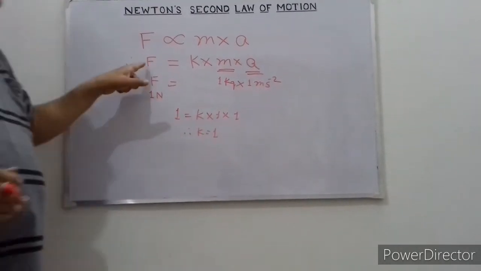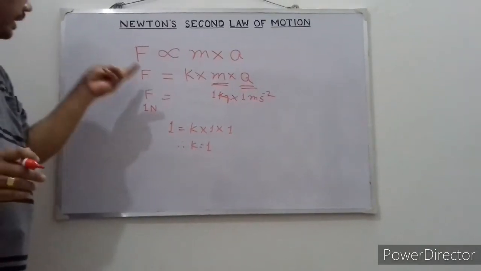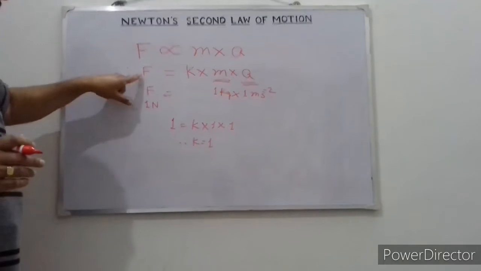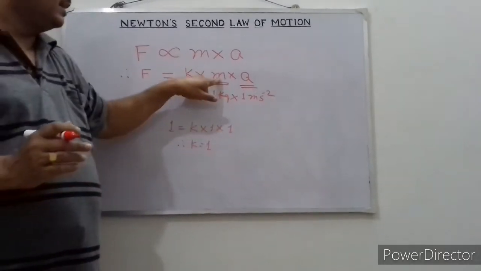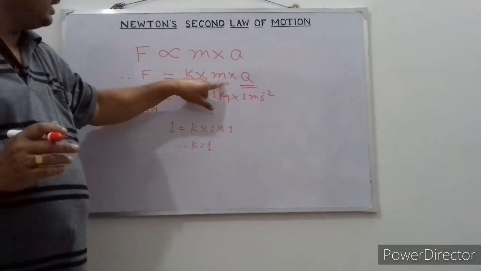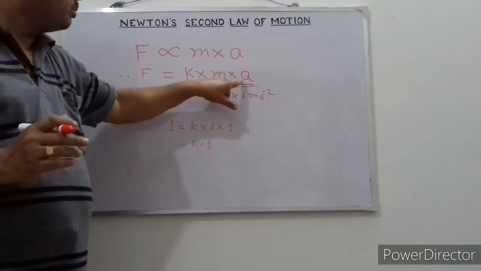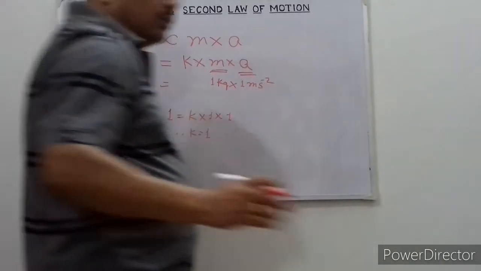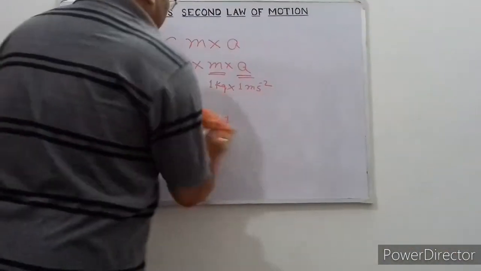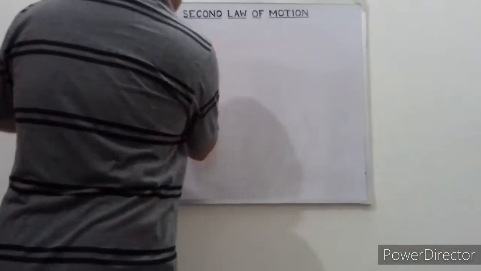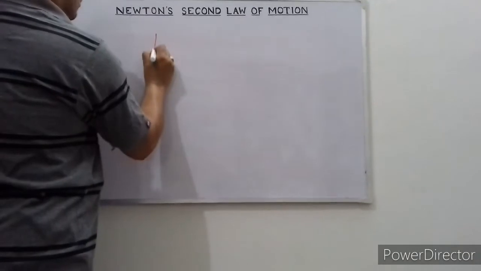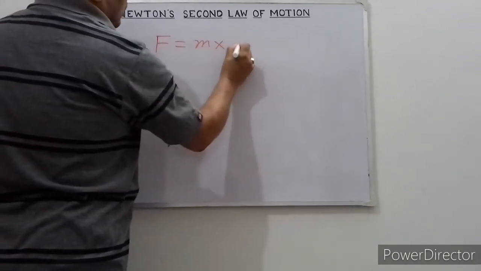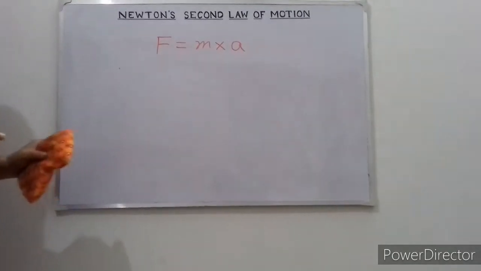So if we have the measurement of F as unit, when the mass of the object is unit and acceleration of the object is unit, then the value of k is 1. So we can write this equation as F equals m into a, mass into acceleration.